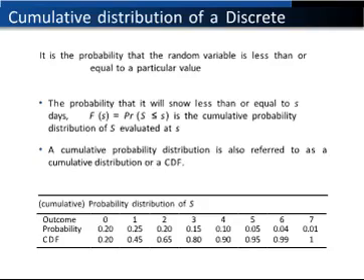Look at the example of how the CDF is computed: it takes the same value as the probability for outcome 0, which is 0.20, while adding 0.25 gives 0.45 for outcome 1, and so on until outcome 7, which gives 1.